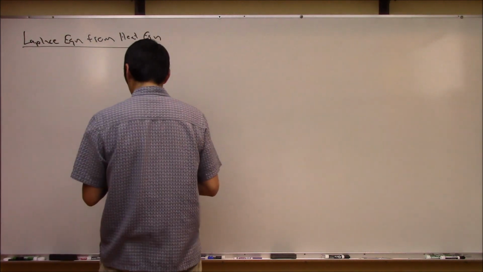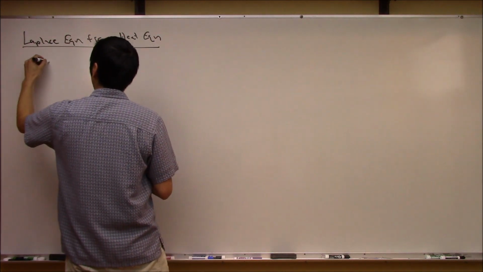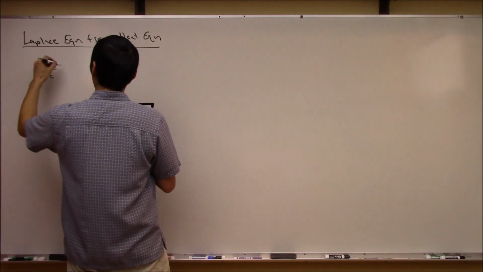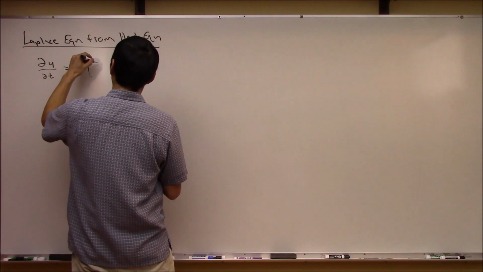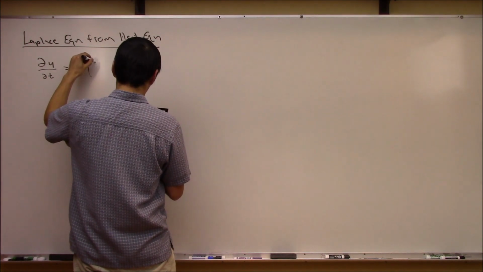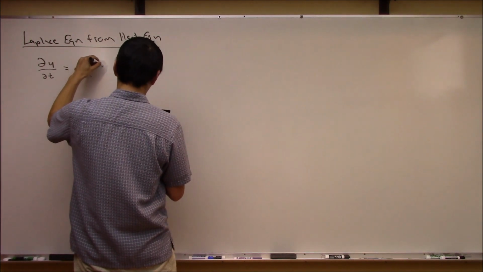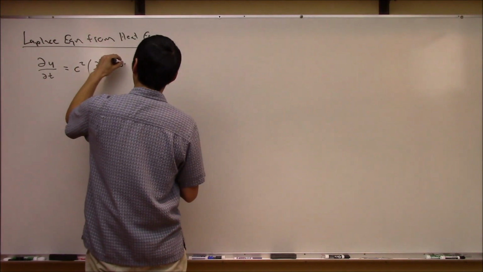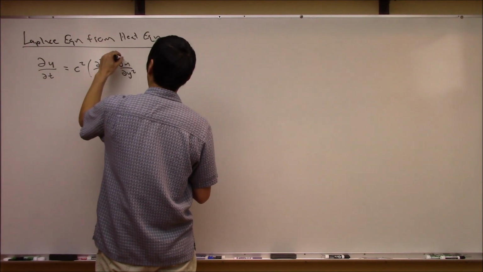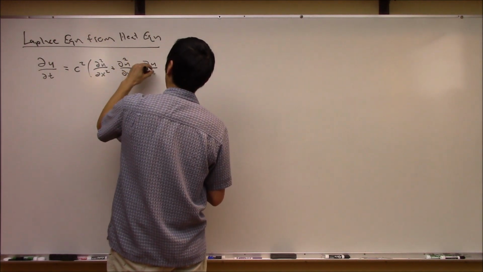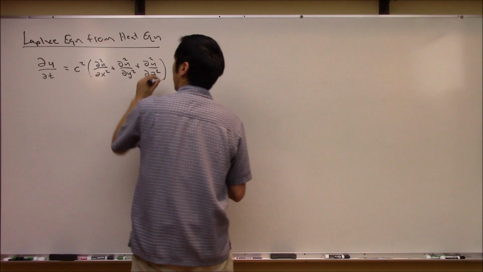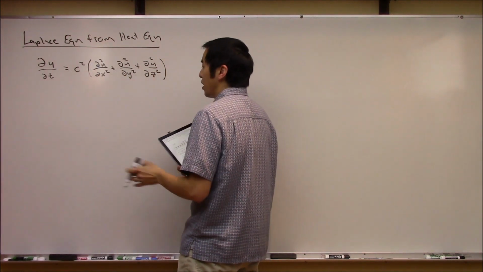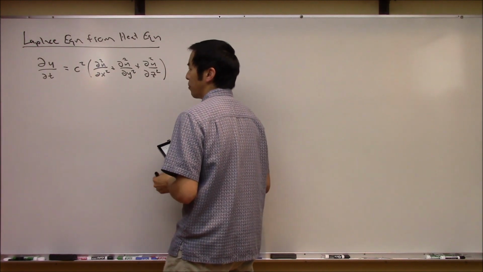Okay, so if you remember, here's our heat equation that we derived earlier, right? It was partial u with respect to t is equal to c squared times partial u with respect to x squared plus partial u with respect to y squared plus partial u with respect to z squared, right? So here was our full-on 3D heat equation. So let's consider a couple simplifications here.